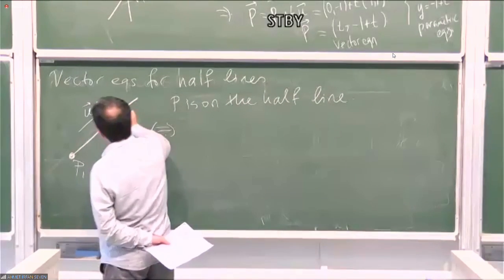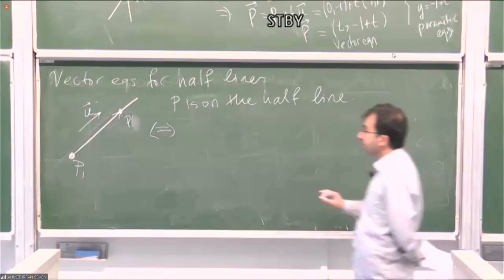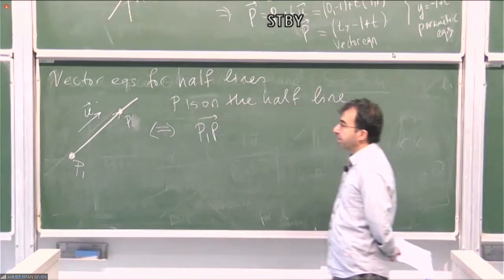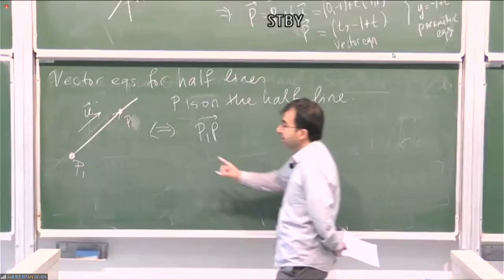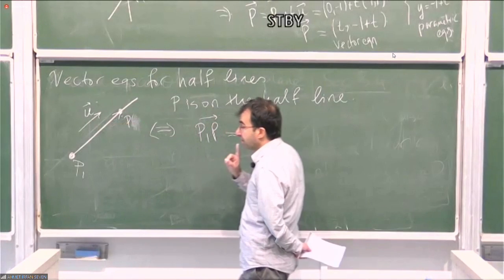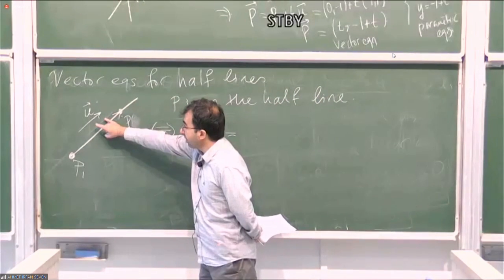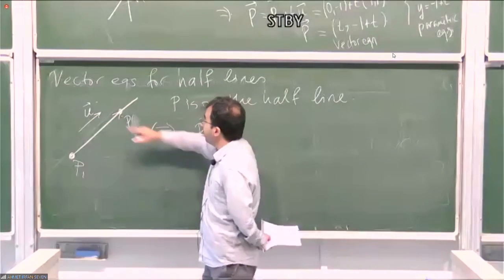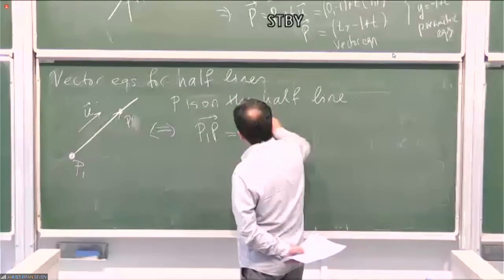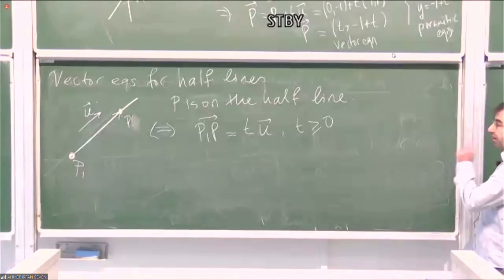Our basic idea in studying lines and questions about lines is to use vectors. So I should consider this vector P1P. This will be parallel to u, this direction vector u, however, in a special way. So this is a half line. In such a picture, P1P will be in the same direction as u. So it will be t times u. However, t should be greater than or equal to 0.